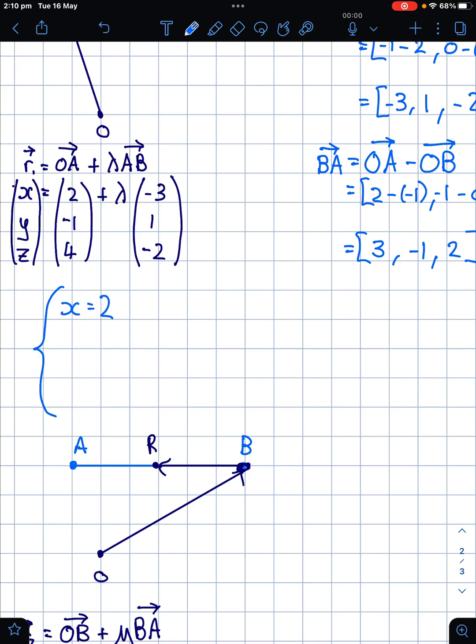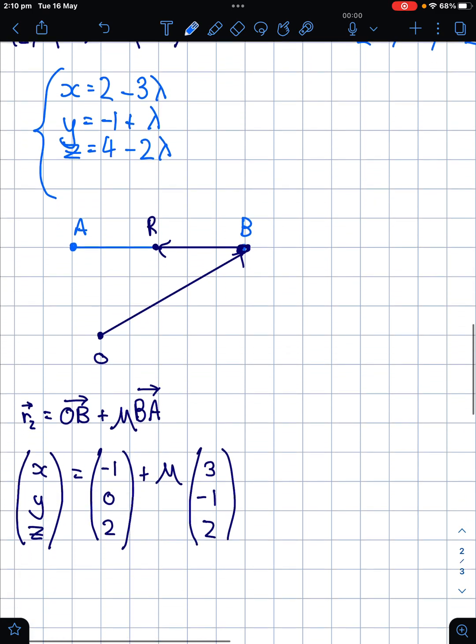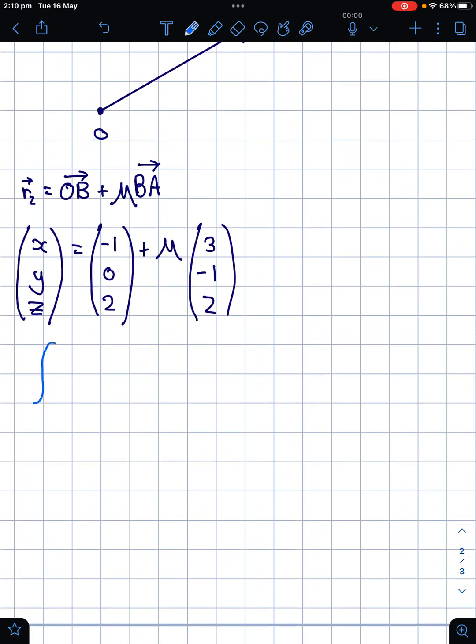X equals 2 take 3 lambda. Y is going to equal -1 plus lambda. And Z here equals 4 take 2 lambda. Okay, this one down here, the parametric equations, are going to be X equals -1 plus 3 mu. Okay, Y equals 0 take mu, -1 mu, and then Z here is going to equal 2 plus 2 mu.